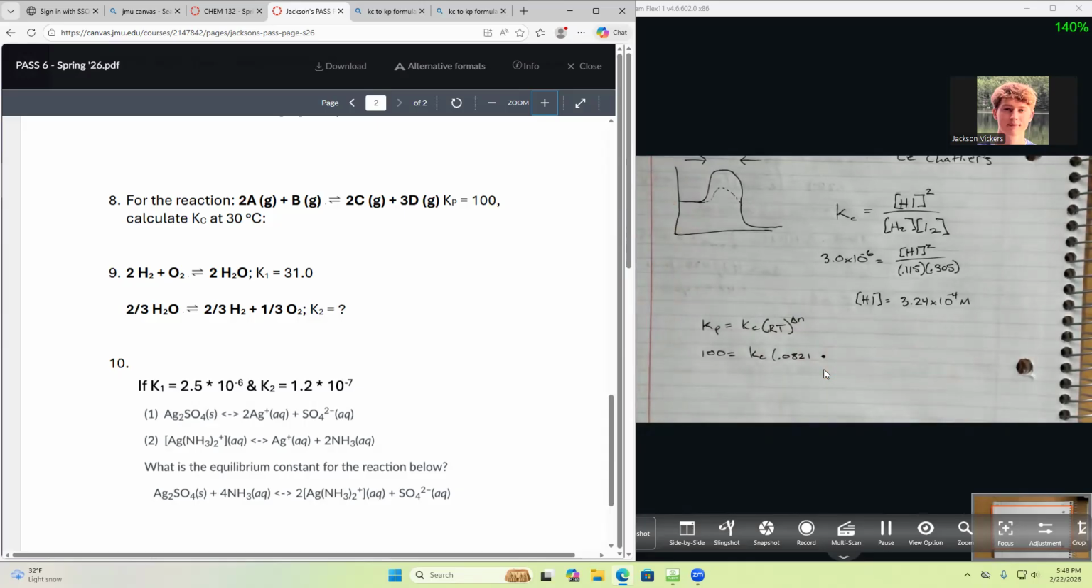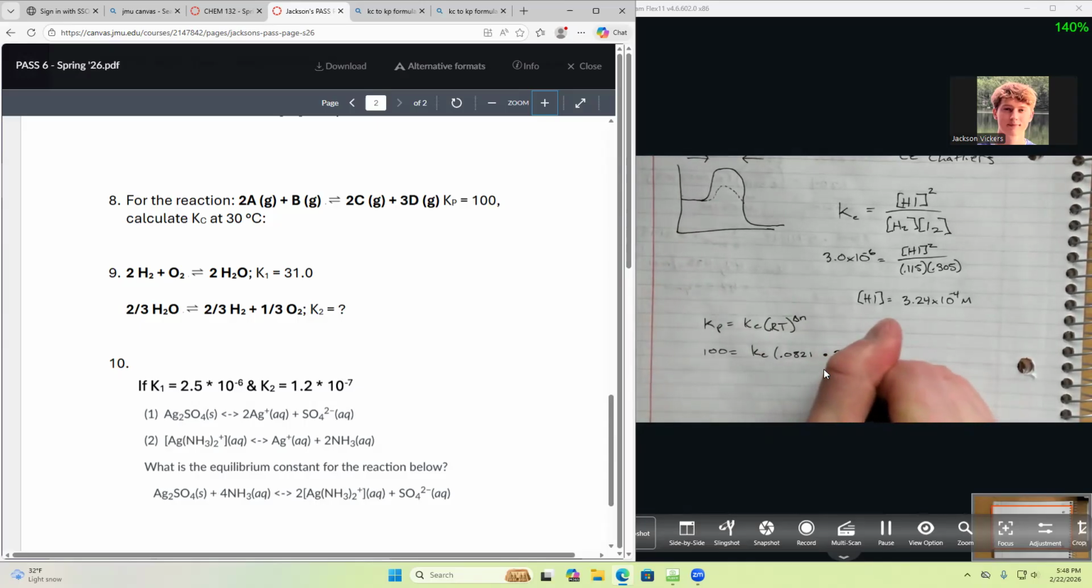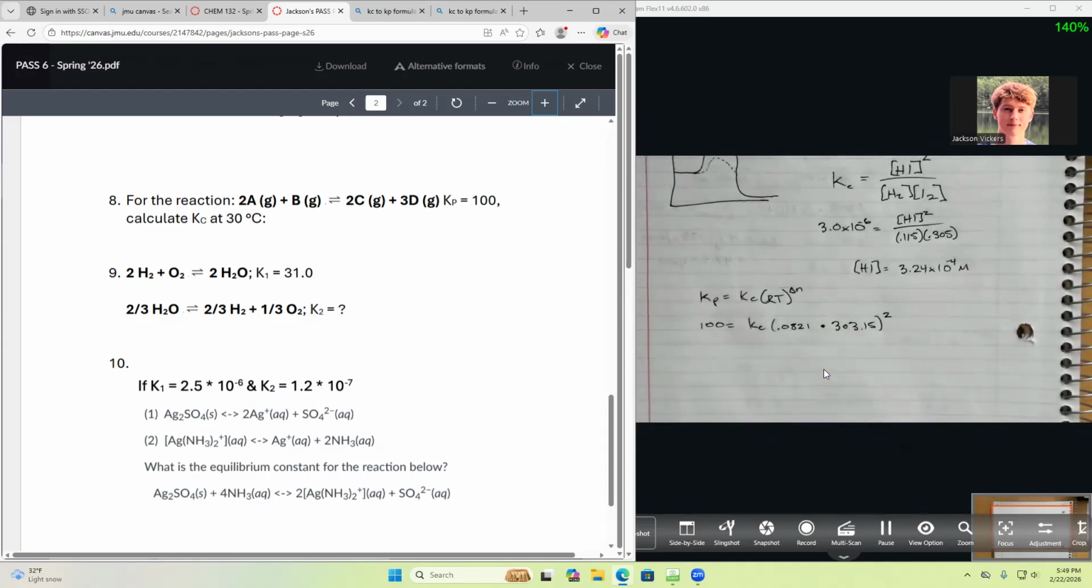Also be careful, 30 degrees Celsius needs to be in Kelvin. The way I would solve this is I would do everything in parentheses first, then put it to the exponent, and then divide by that. 0.0821, or 0.08206, whatever you want to do. Oh wait, we're trying to find KC.